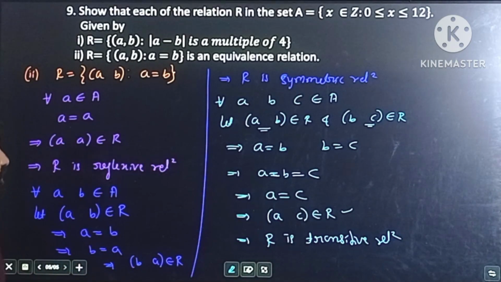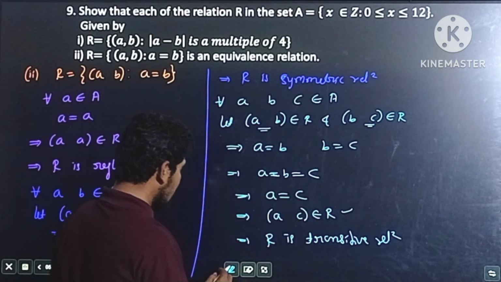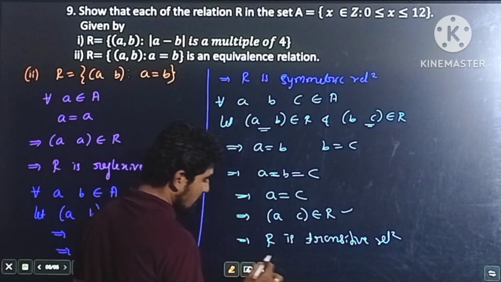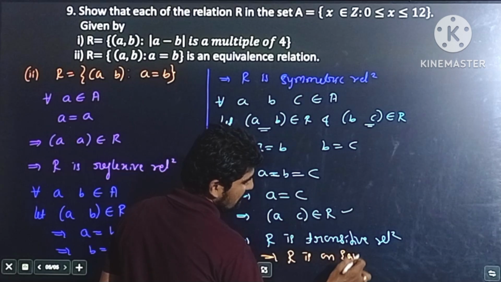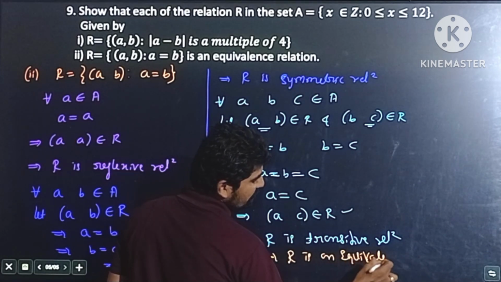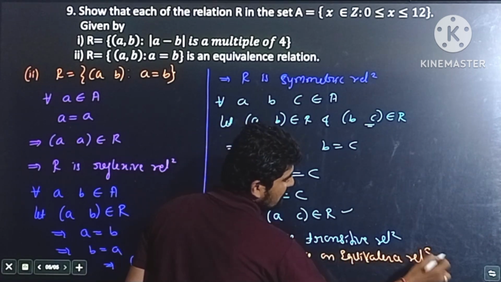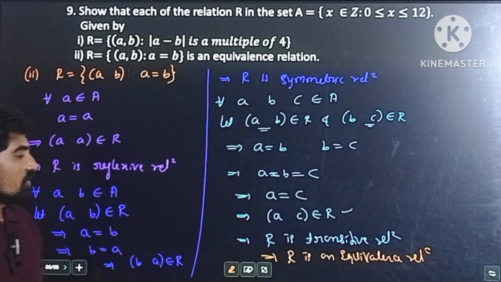Since R is a reflexive relation, symmetric relation, and transitive relation, hence this relation R is an equivalence relation. I hope all of you understood this question.